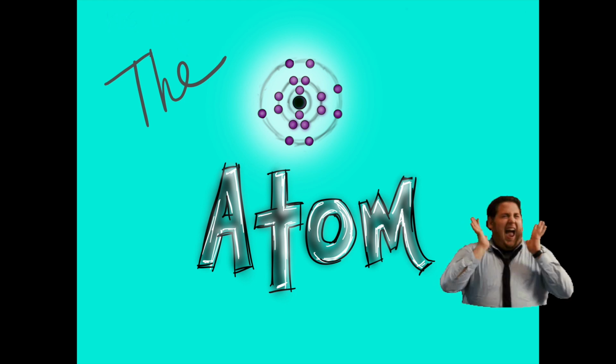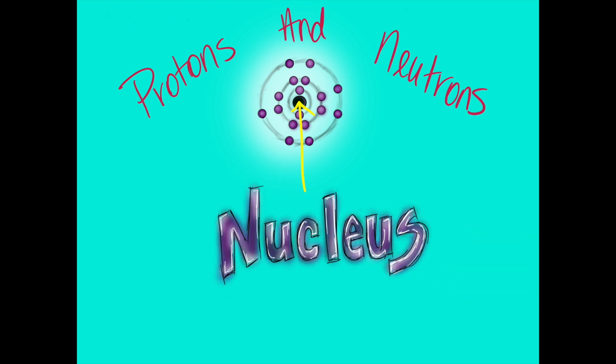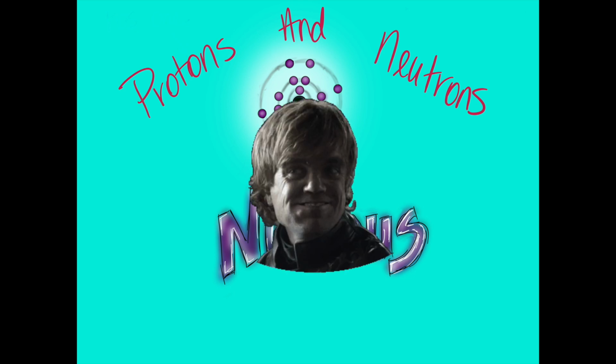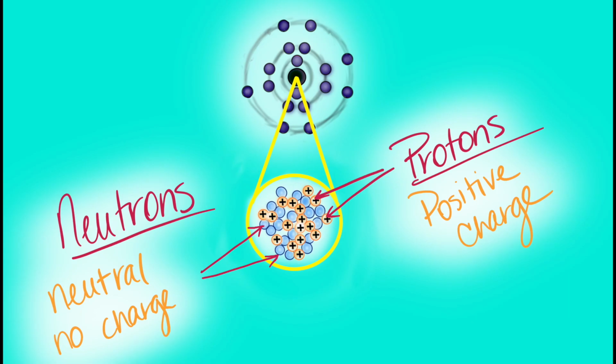The atom. The nucleus contains protons and neutrons. Neutrons are neutral, meaning they have no charge. Protons are positive, so they have a positive charge.